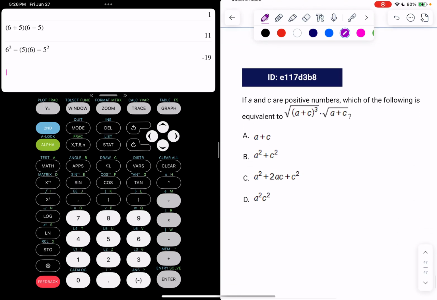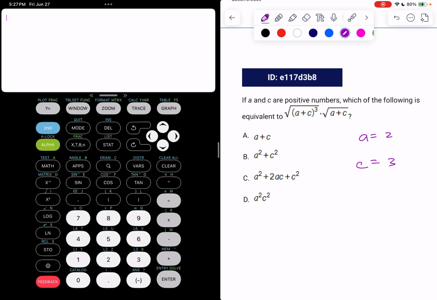If A and C are positive numbers, which of the following is equivalent to the square root of quantity A plus C cubed times the square root of A plus C? Again, you'll notice that word equivalent comes up a lot, and that means it's a plug-in because we just want them to be the same, but instead of making them the same algebraically, we'll just make them the same with real numbers. So let's pick an A and a C. I'm gonna go for 2 and 3 because you know how I love that so much.